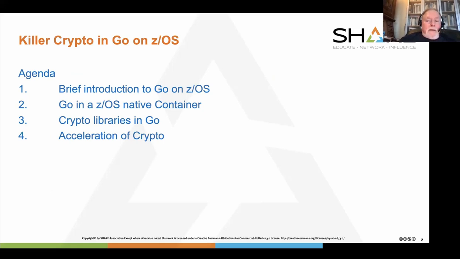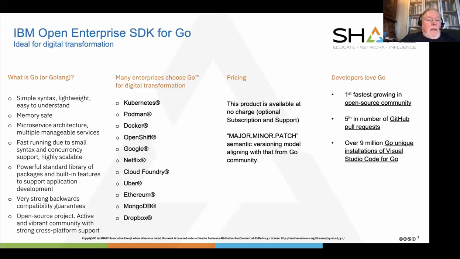Also, of course, as you could gather from the title of the talk, we're going to talk about crypto libraries in Go and how they're accelerated. So let's kick it off. The official name of the product is IBM Open Enterprise SDK for Go. So what is Go? Sometimes called Golang, by the way.